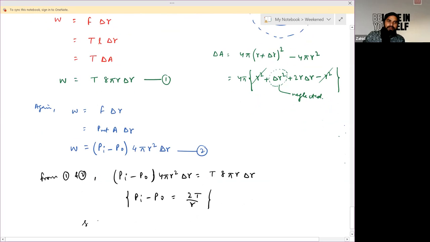Similarly, in terms of a bubble, which has two different interacting faces or surfaces, Pi minus P naught equals 4 times T divided by r.